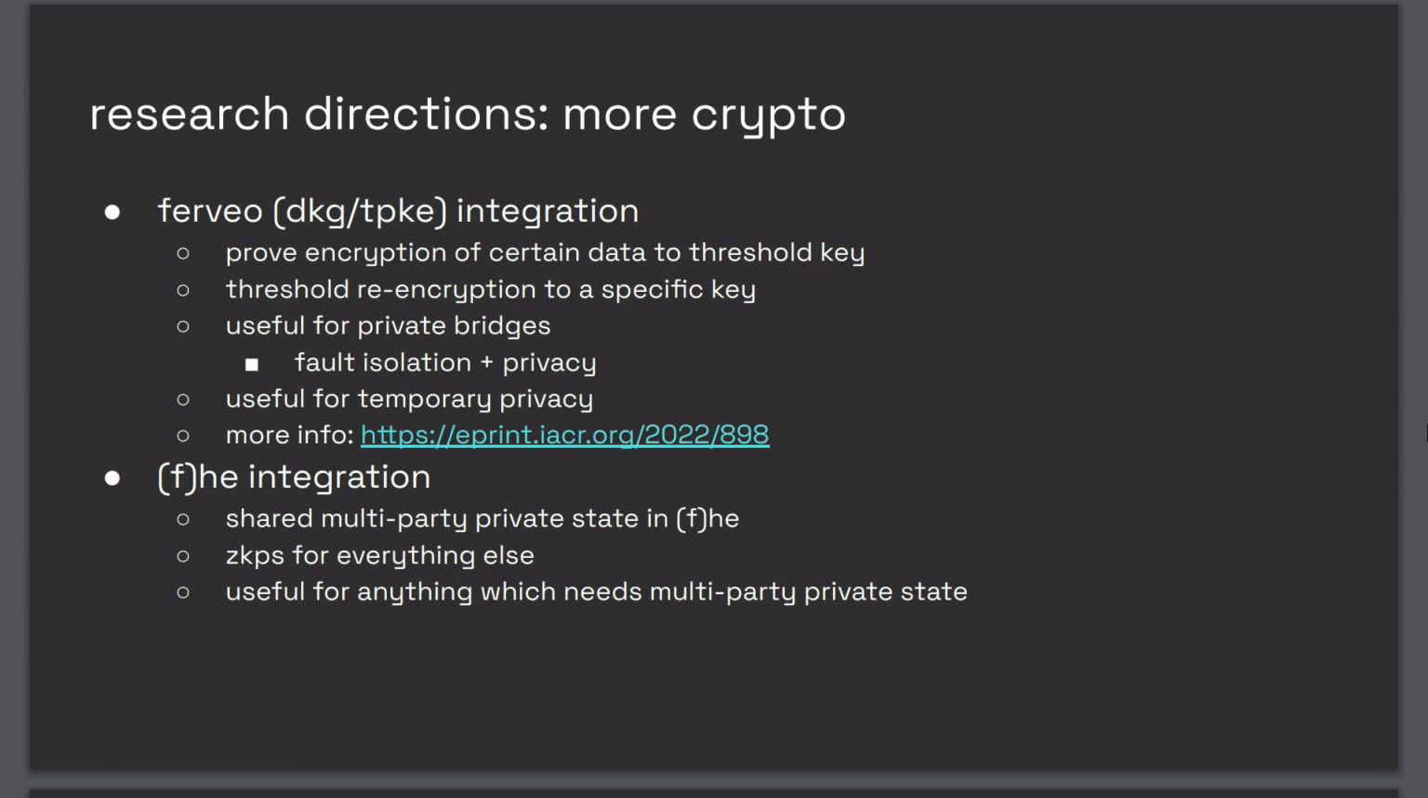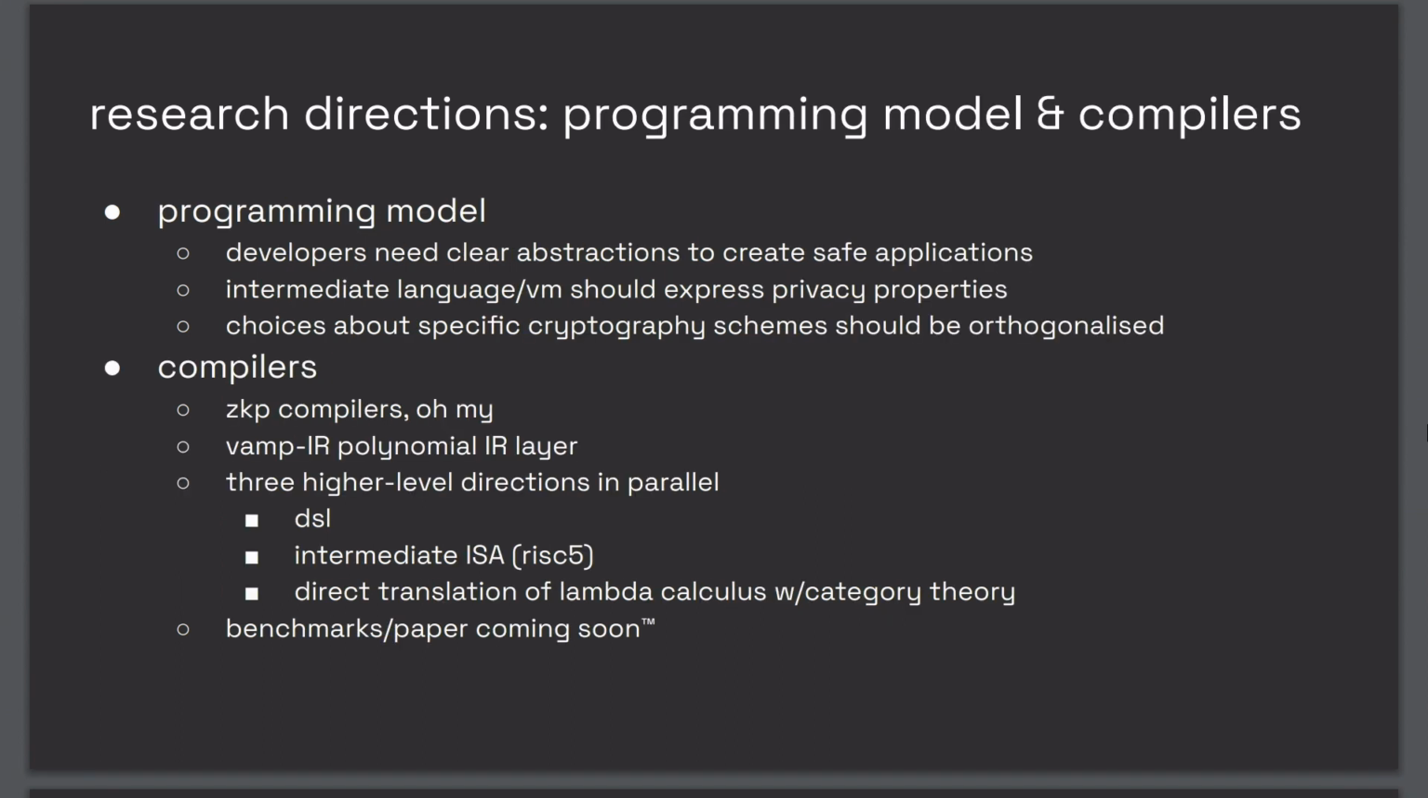Then we're also, at a very early stage, but I think there's a compelling case for an integration of some FHE with zero-knowledge proofs, where you do only the little bits of your application that require shared multi-party private state in FHE, because it's very slow, and you use zero-knowledge proofs for everything else. That might be able to enable some things that you otherwise just can't get, because you can't get multi-party private state with ZKPs. So we're investigating that. But the other research direction, which I think is really important and still underexplored, is a programming model and compiler stack for private applications.